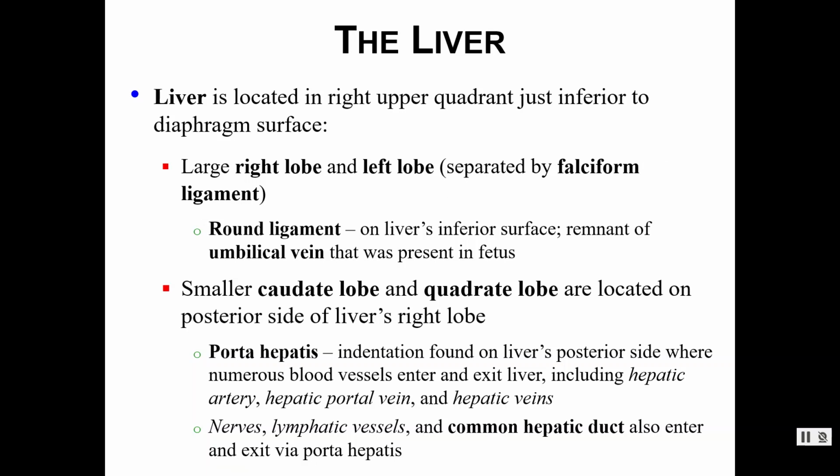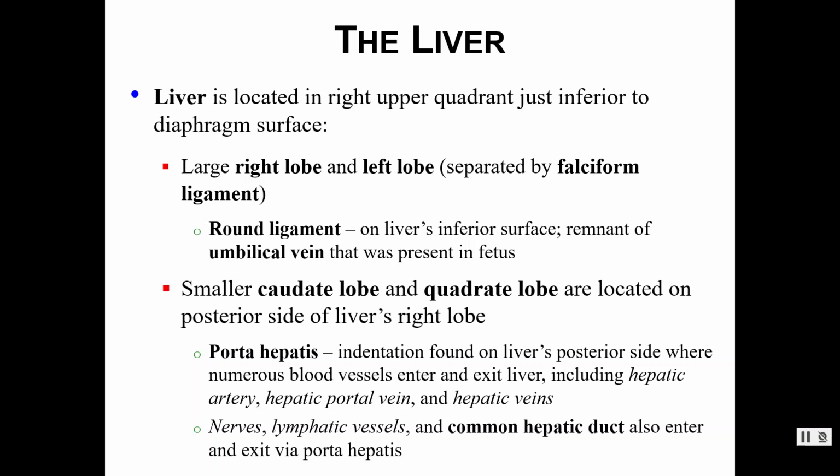We also have another ligament on the inferior surface. This is your round ligament. This used to be your umbilical vein when you were a little fetus. Okay? We have two more lobes. We have the caudate and the quadrate lobe, which are kind of hard to say. These are on the posterior side of the liver's right lobe, specifically.